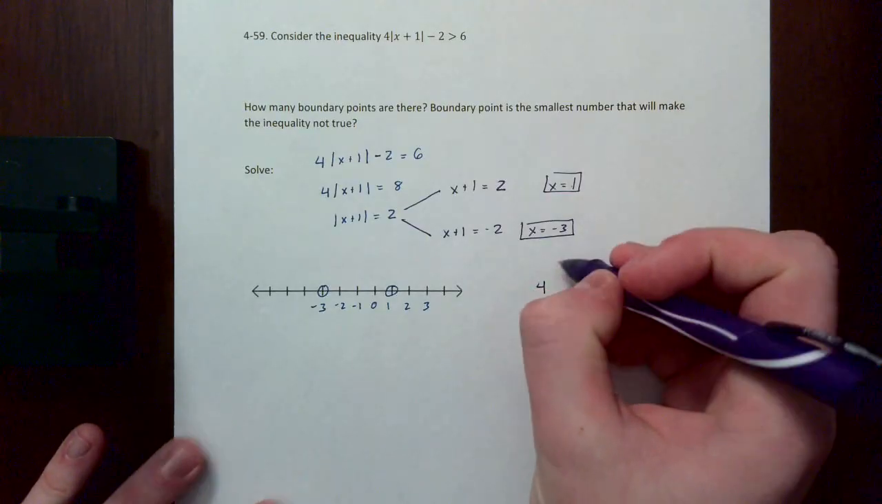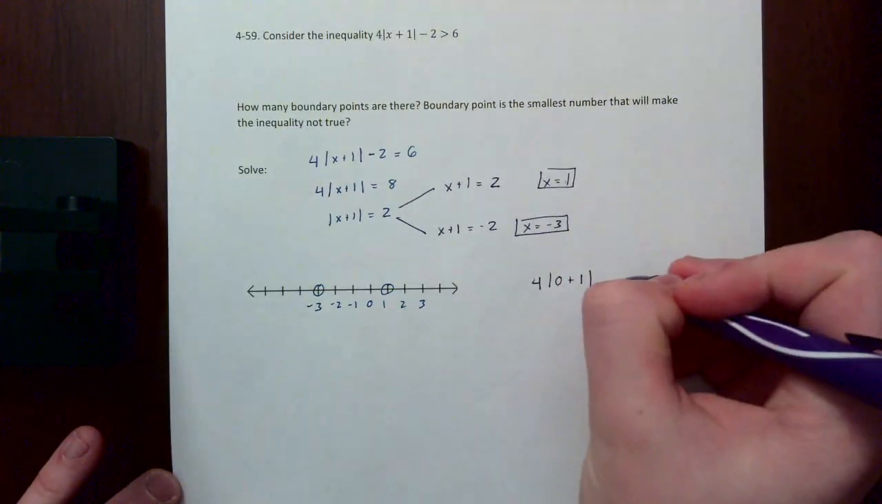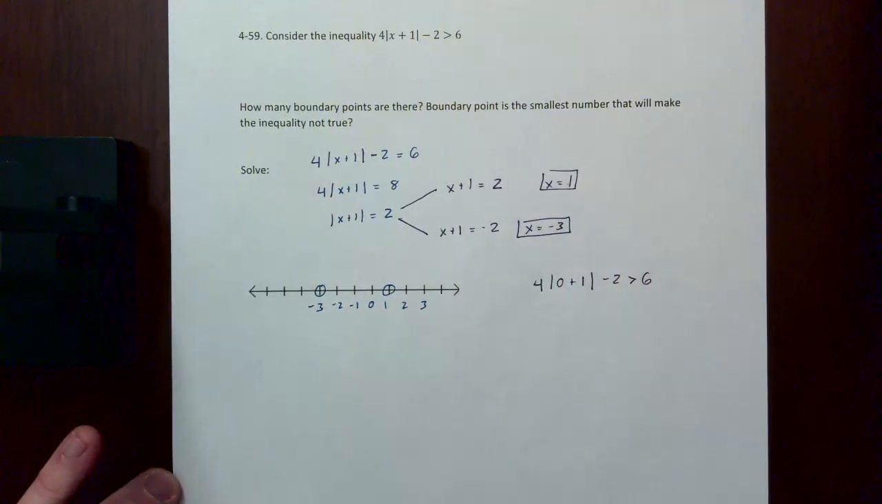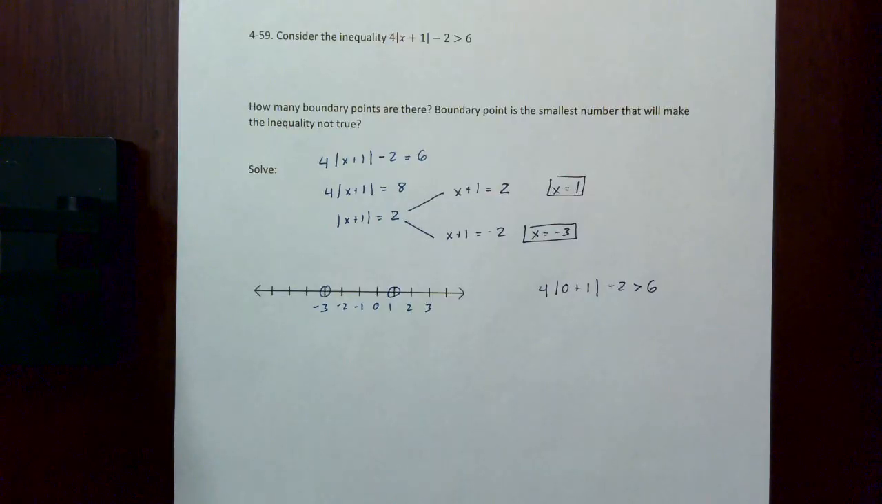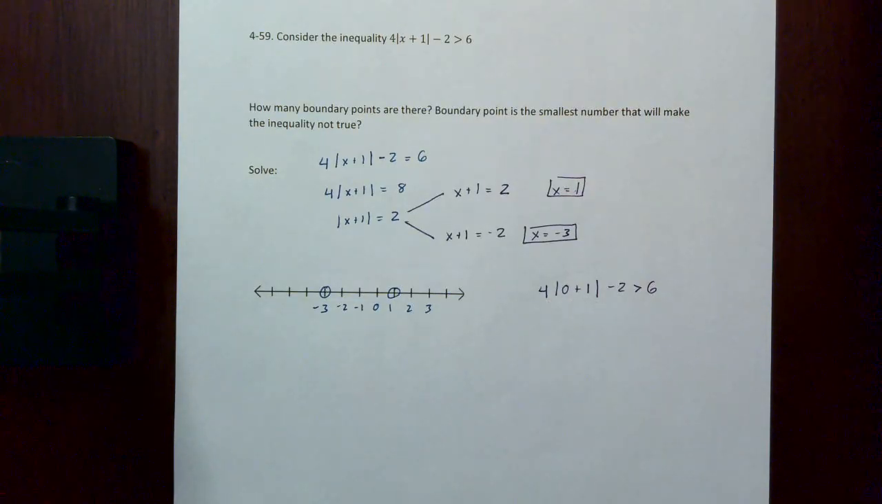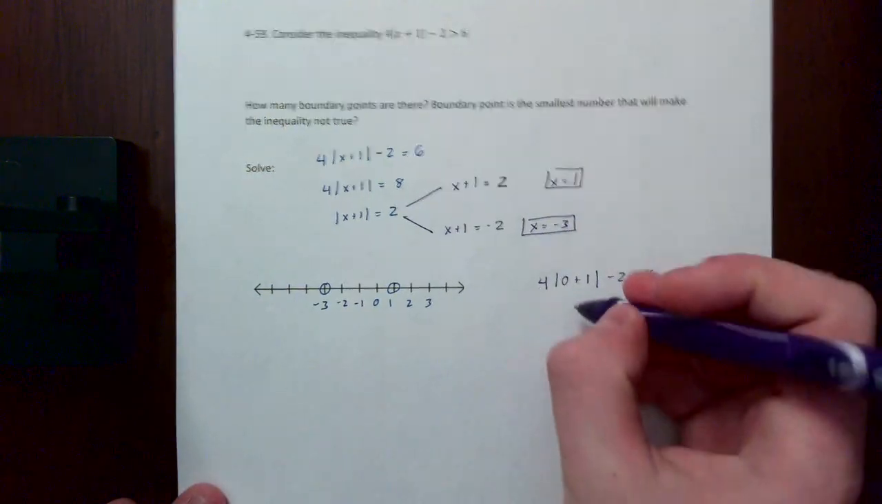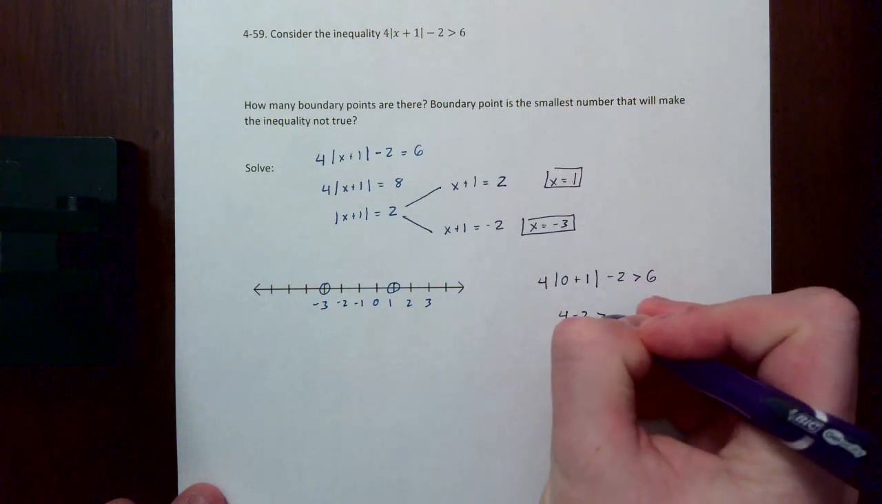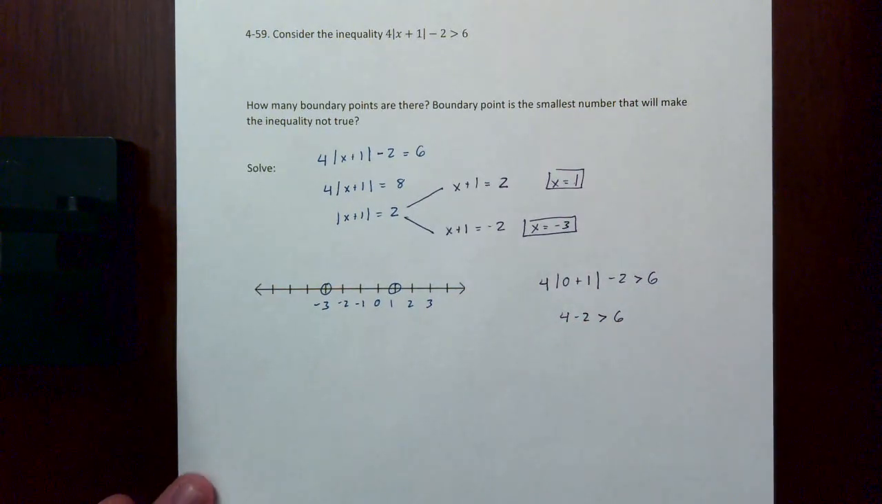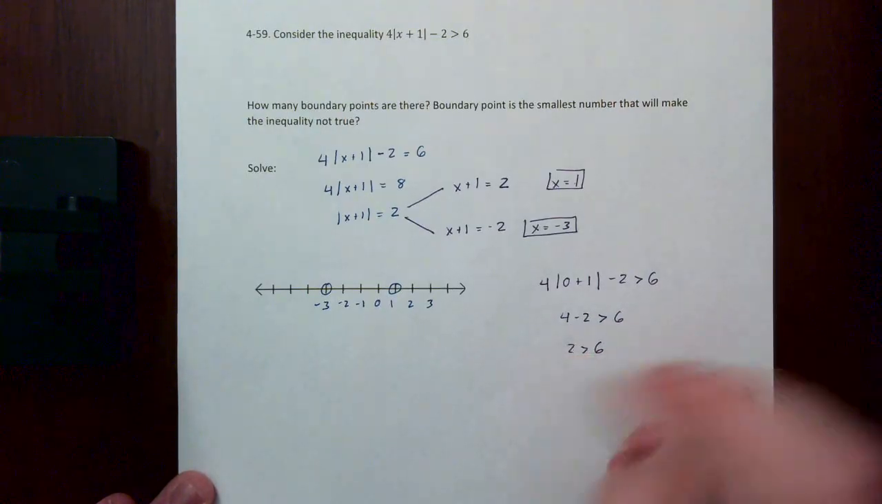So I'm going to do 4 times the absolute value of 0 plus 1, and then minus 2 is greater than 6. As you can see, we end up checking our solution to make sure it does in fact work. 0 plus 1 gives us the value of 1. The absolute value of 1 is 1, but I also need to multiply by 4. So I have 4 minus 2 is greater than 6. If we keep simplifying, 4 minus 2 gives us 2. 2 is greater than 6.